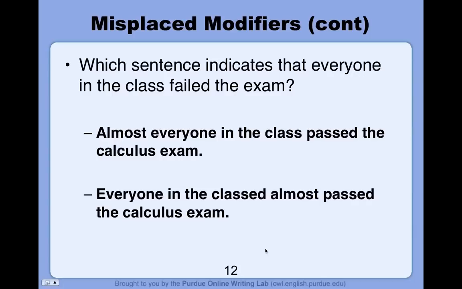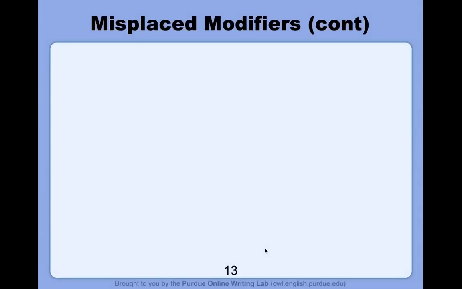The second sentence, everyone in the class almost passed the calculus exam, indicates that everyone in the class failed the exam because almost modifies the verb phrase. Everyone almost passed. They came close to passing but did not make the grade. In the first sentence, however, almost everyone in the class passed the calculus exam, almost modifies everyone. Almost everyone passed. Most people passed, but a few did not.